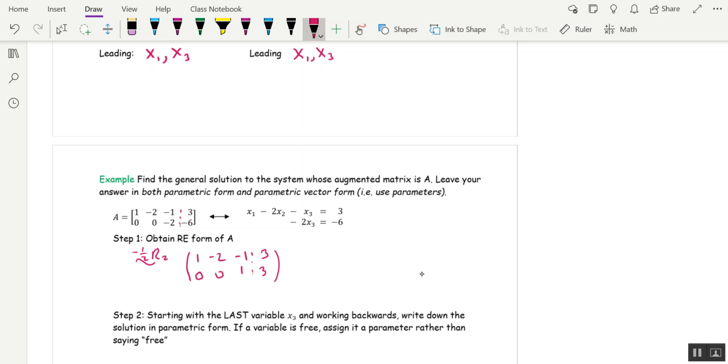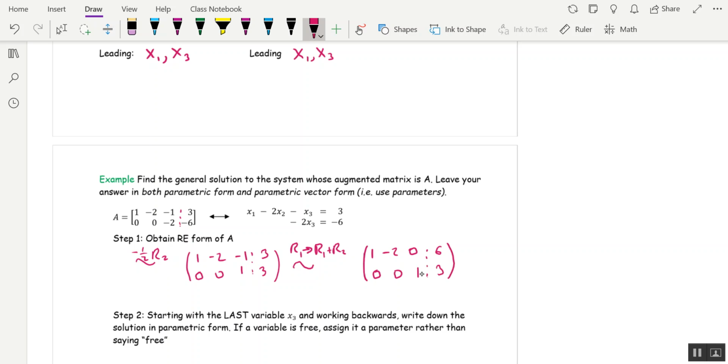Okay, so now I have leading 1s. The only thing I have to do is clear out the -1 above the leading 1 here. So I'm going to take row 1 and replace it with row 1 plus row 2. That will give me 1, -2, 0, 6, 0, 0, 1, 3.